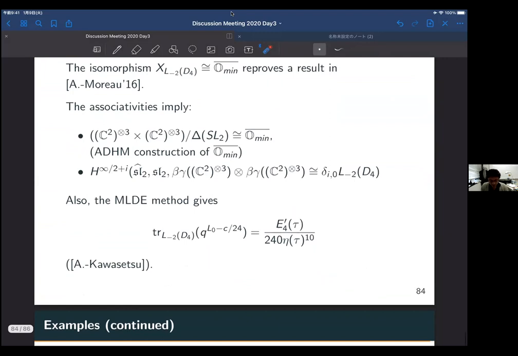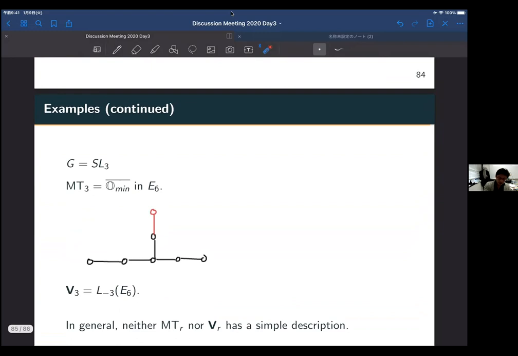And for SL3, for this case, this is already non-trivial. You get the minimal nilpotent orbit closure in E6. The reason why E6 appears is that we have three commuting actions of SL3, as we see from the affine Dynkin diagram. And the corresponding vertex algebra is the simple affine vertex algebra for E6 at level minus three, and minus three is a critical level for SL3.